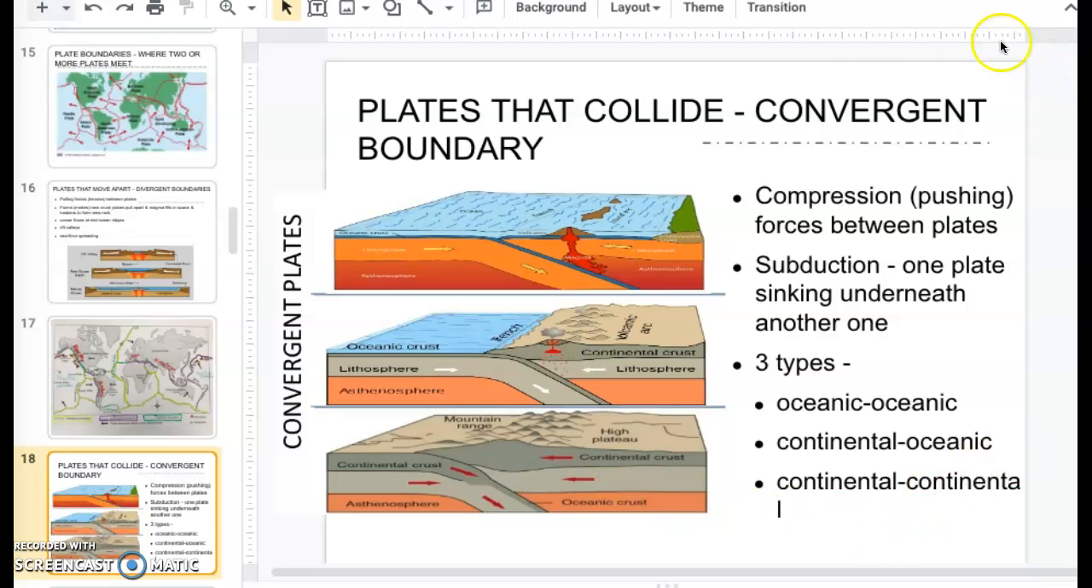In all of the convergent boundaries, they have this one vocabulary word in common, and that word is subduction. Subduction means that one of those 2 plates is going to sink under the other one.